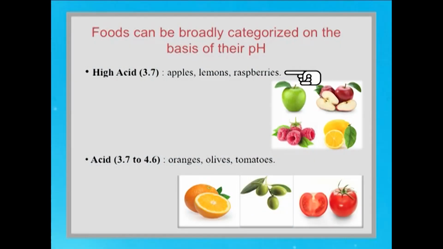According to the pH, the food has been broadly classified into 4 important groups. The first group has got a high amount of acid and therefore the pH is about 3.7. The apple, lemon and raspberry come into this category. The second category is the one which is having an acid and having a pH of 3.7 to 4.6. The oranges, olive and tomatoes come into this category.